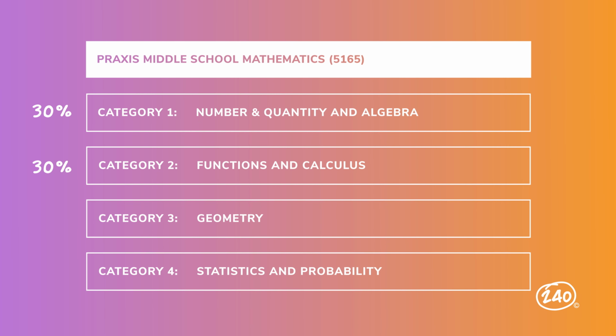Man, we're cruising! 2 categories down, 2 to go. The geometry category makes up about 20% of your exam. Now, unlike the last few categories, the test graders didn't split this up any further, but we can still create a few subcategories to work with.